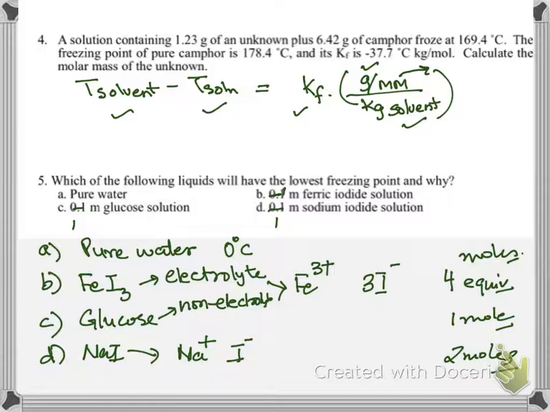So in this case, the highest number of moles you are adding is at B. That means ferric iodide will cause the depression of the freezing point the most, because you are adding the most number of moles in this.